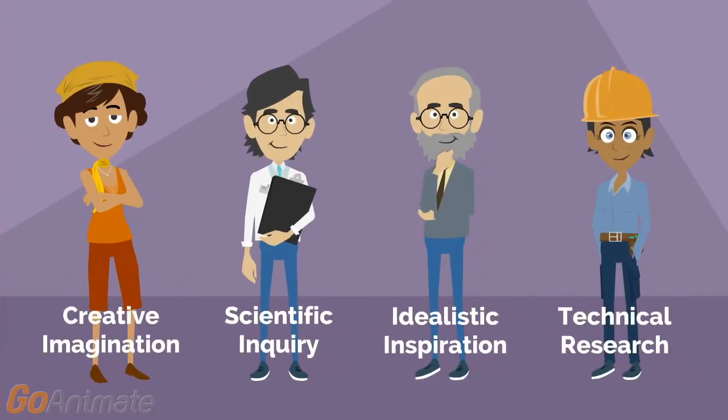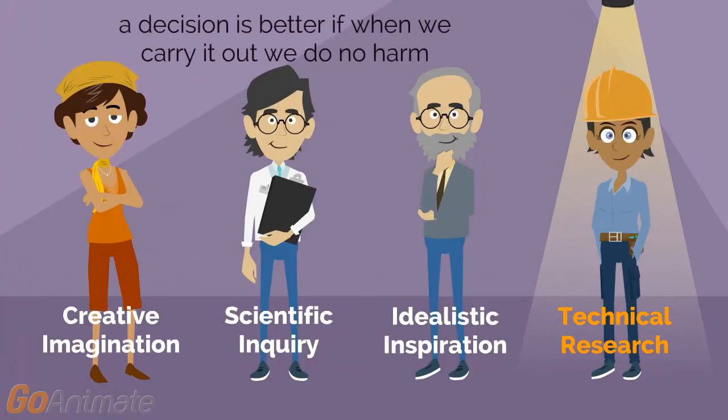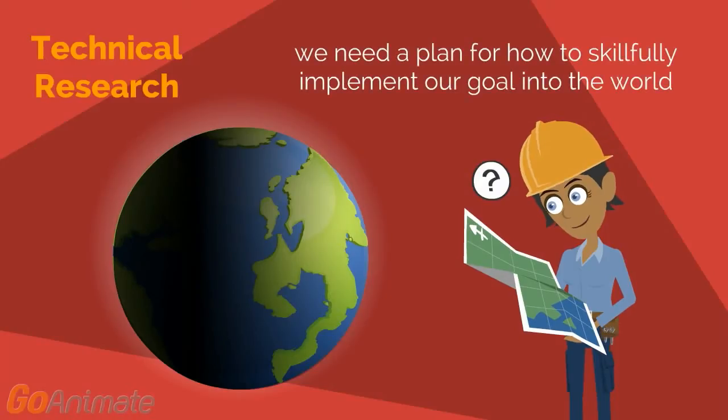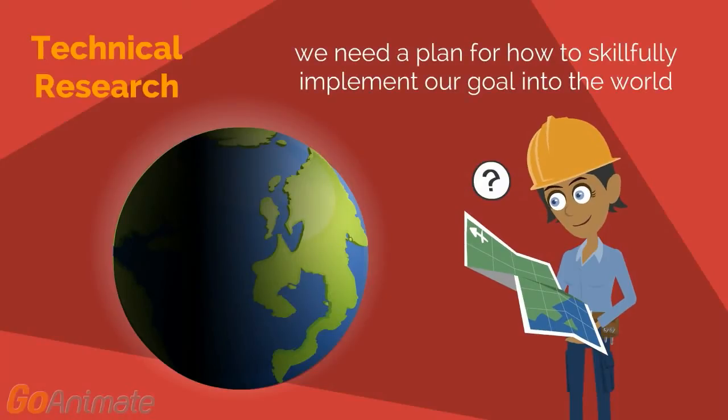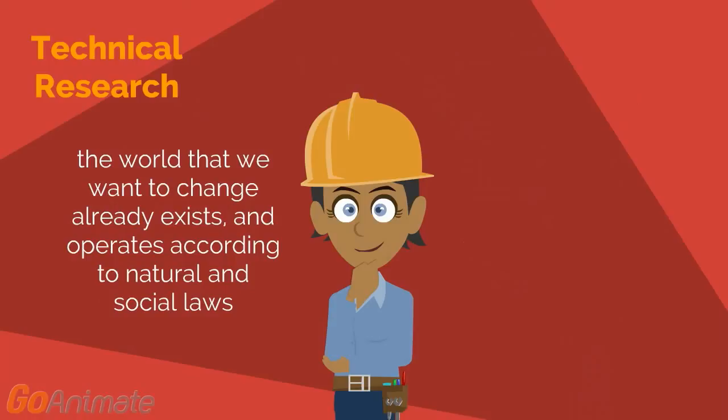We conclude with skill 4, technical research. A decision is better if when we carry it out we do no harm. We need a plan for how to skillfully implement our goal into the world. We call this moral technique. The world that we want to change already exists, and operates according to natural and social laws.